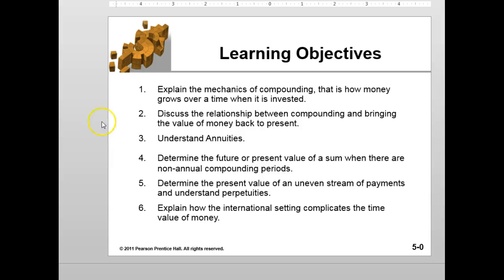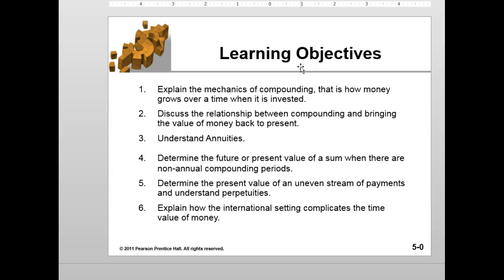We're going to start with learning objectives for time value of money. The time value of money is sometimes a really hard concept, but we're looking at compounding and we're looking at interest, and how interest paid on interest can really increase the value or the amount of funds that you are investing. So let's start here.